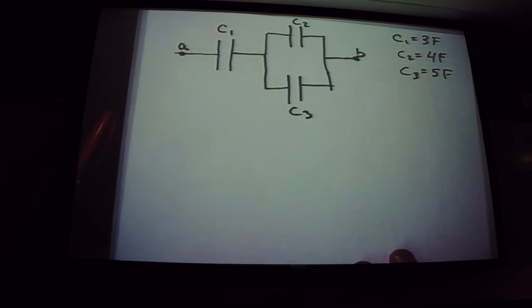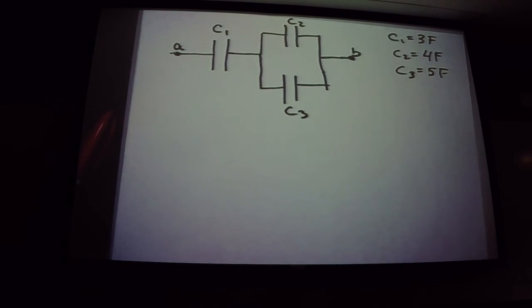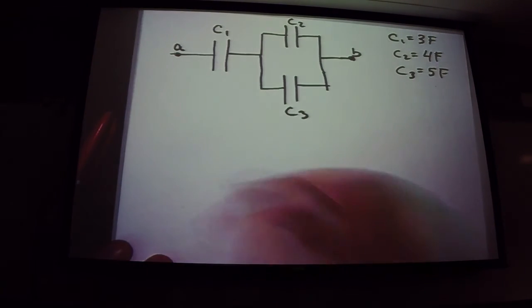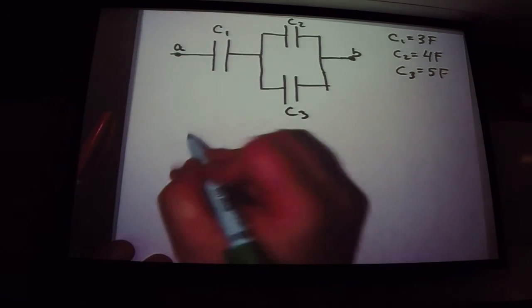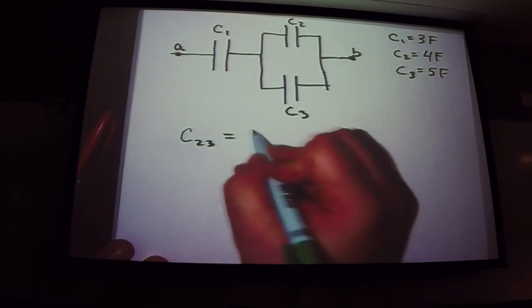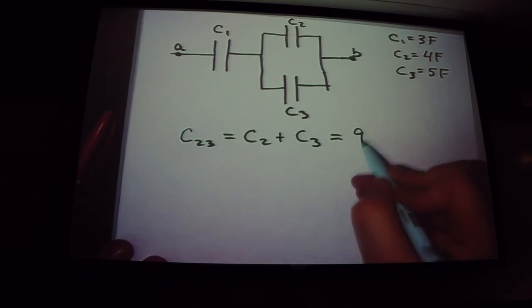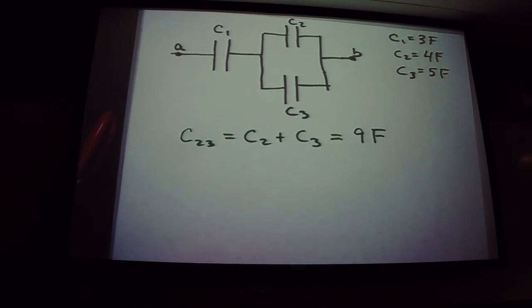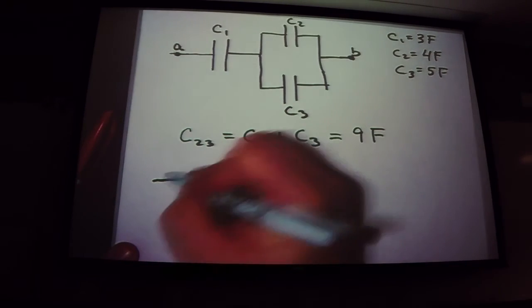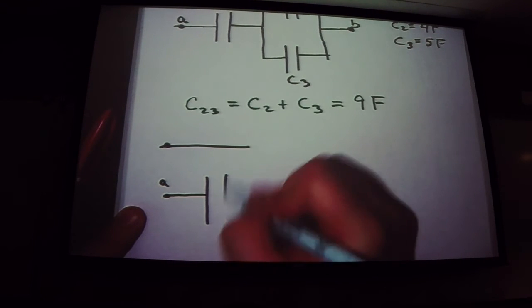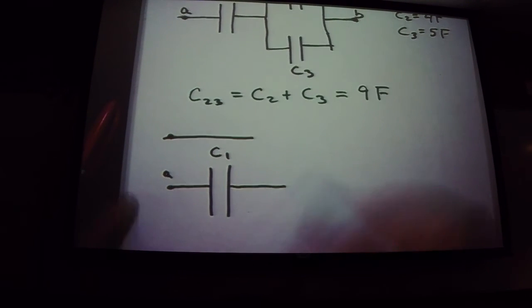If you're having trouble with this, you can actually redraw the circuit after each step. So I'm going to take a look at 2 and 3 and call it C23. It's parallel, so C23 is equal to C2 plus C3. How much is that equal to? 9 farads. So now you can actually redraw this circuit, replacing these two. Sorry. We still have C1 with it.